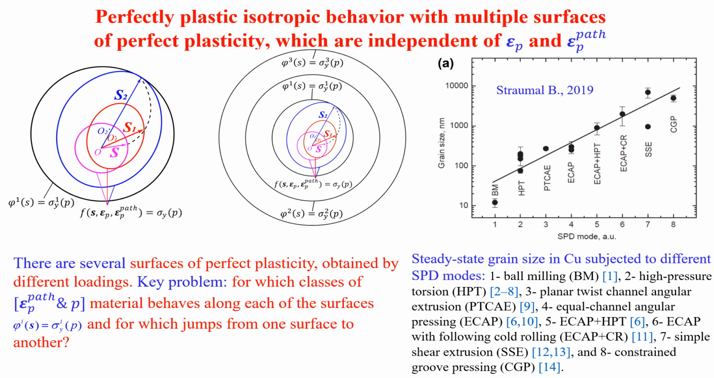Without a solution, we don't have a consistent theory for severe plastic deformation. If we solve it, we also will be able to explain why different severe plastic deformation technologies like ball milling, high pressure torsion, and equal channel pressing produce different steady grain sizes.